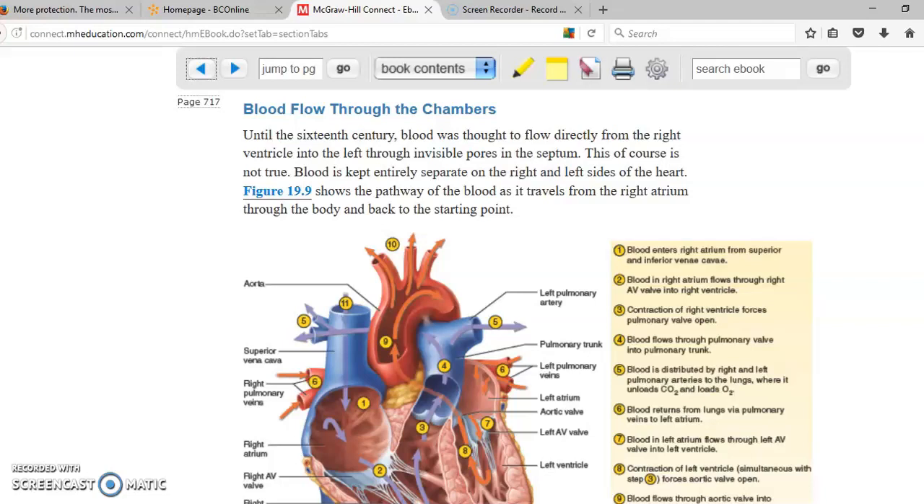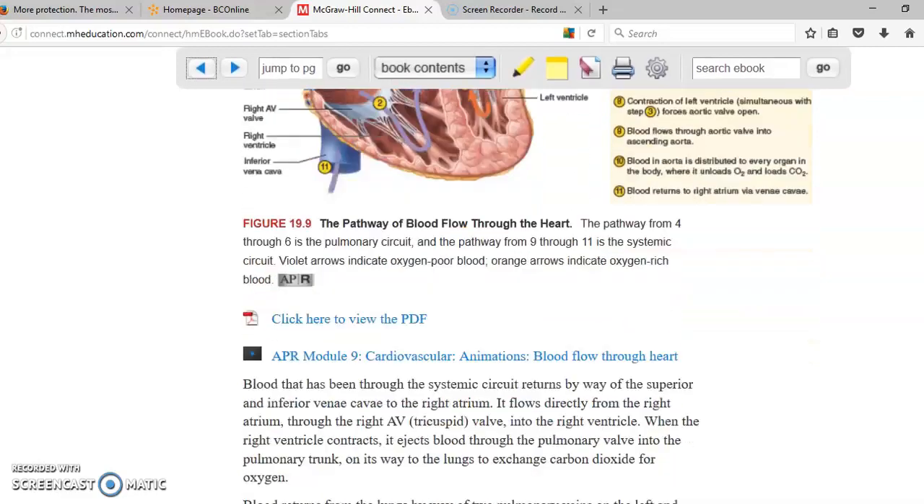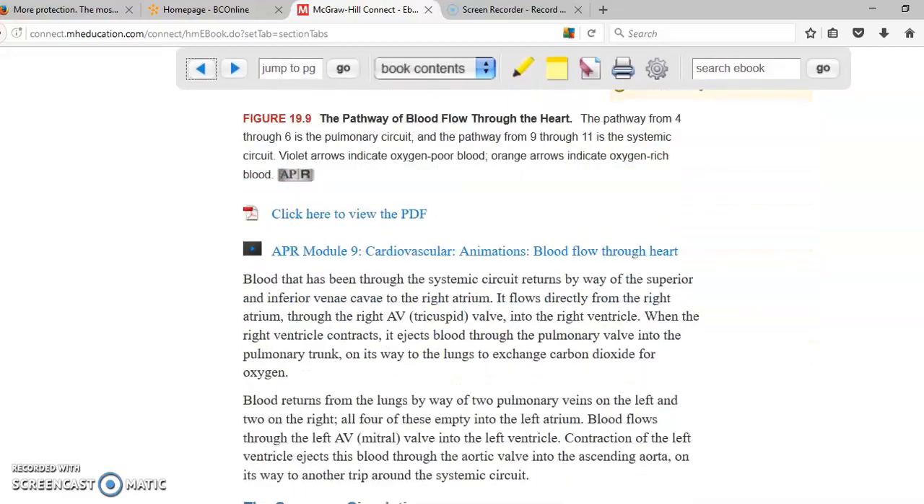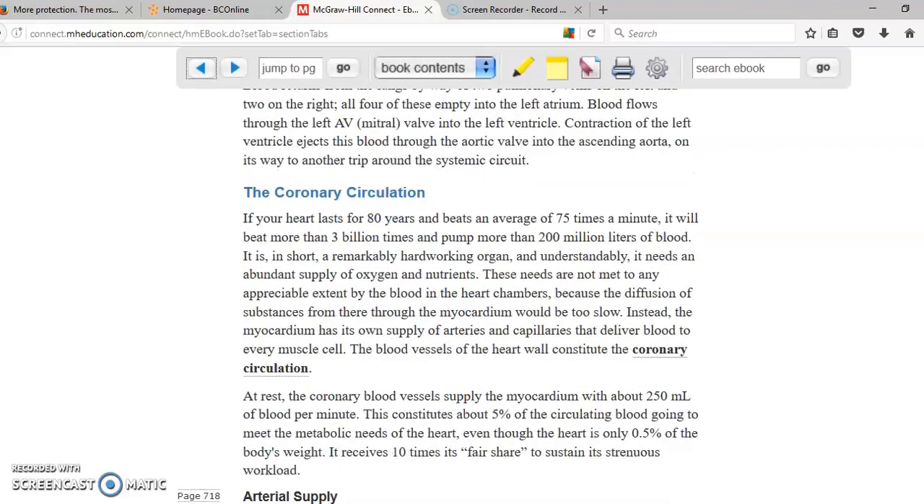So we finished with the blood flow through the chambers of the heart. Remember, 1, 2, 3, 4. And that's basically it. And here in the book, they're showing you way too many lines, but I think still okay. So then we have the coronary circulation.